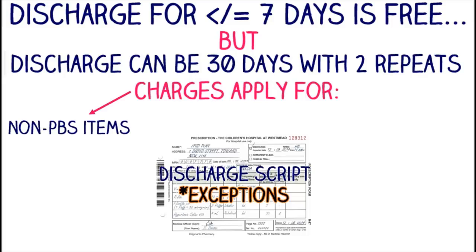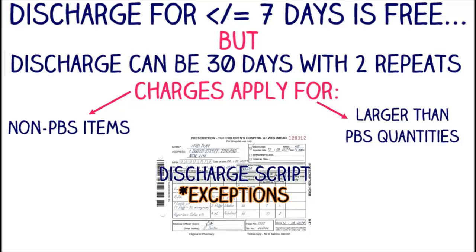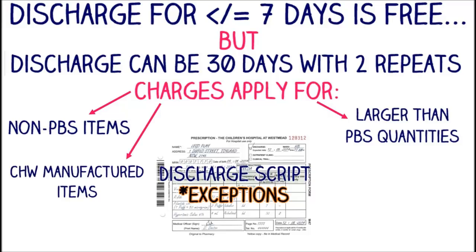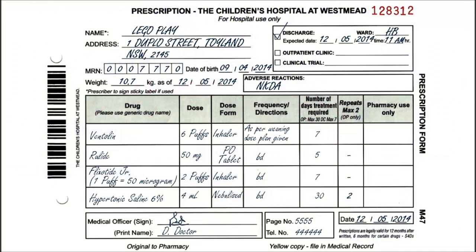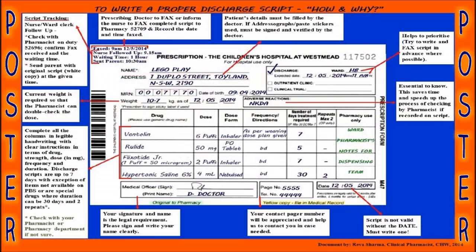non-PBS items, larger than PBS quantities, Children's Hospital Westmead manufactured items, and non-PBS approved conditions such as cystic fibrosis, oncology, or psychiatry. In these cases, standard outpatient charges will apply. This is what a complete script looks like. Here, all the columns are neatly filled. Don't forget to write the current weight and allergy status of the patient, as this is important for dispensing. For future reference, see this poster in the doctor's room, which clearly explains each step.